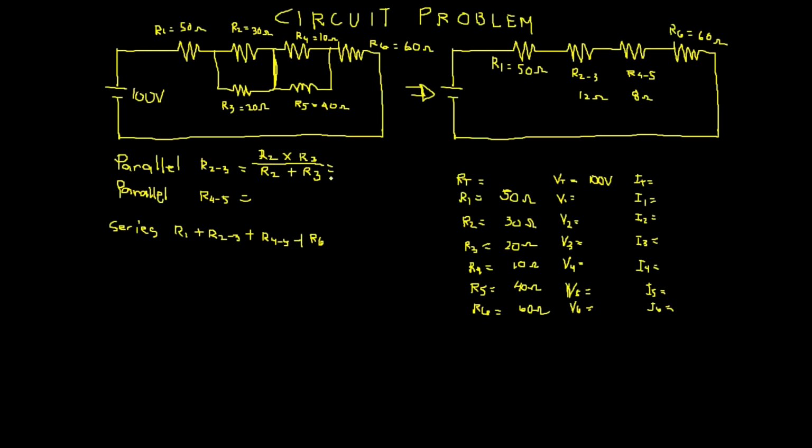So, now dito, ang R2-3 natin is 30 ohms times 20 ohms, and then 30 plus 20. Ohms yan. So, ngayon, ang equivalent niya is 12 ohms.